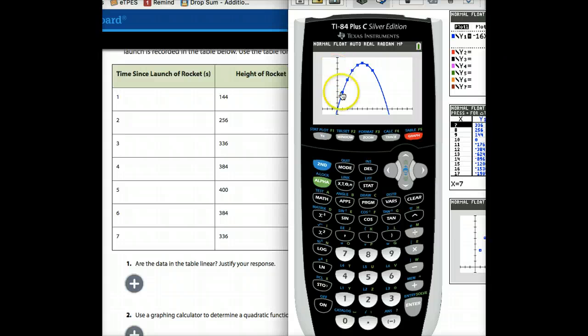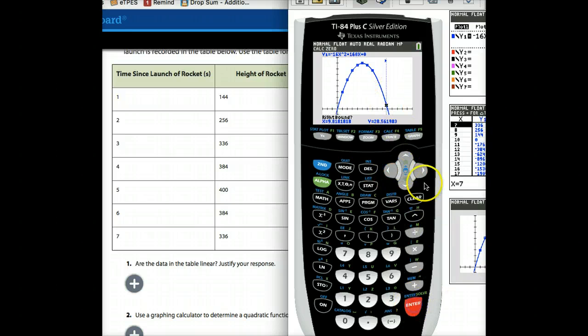Number 3 asks for the reasonable domain. So reasonable domain, well, time can reasonably start at 0. So I know that one just off the top of my head. But the reasonable time to end is whenever it hits the ground. So I need to find that. So that's an x-intercept. So I go to second, trace, and I choose choice 2 because zeros are the x-coordinates of the x-intercepts. Now it says left bound, so move my cursor so that I'm just to the left of that x-intercept. Oops, too far. There we go, just to the left.